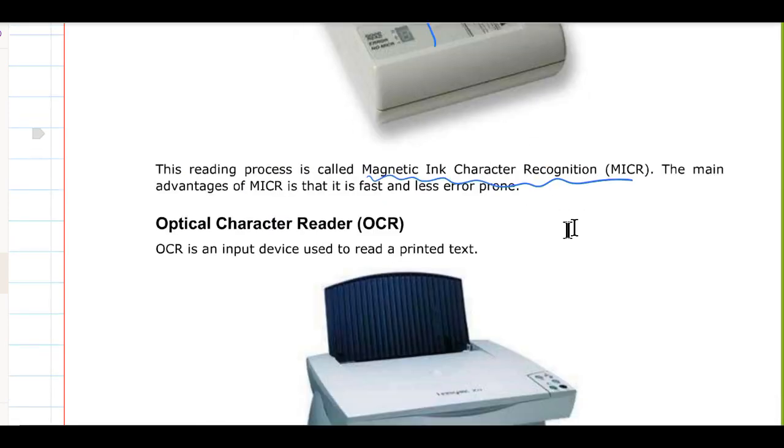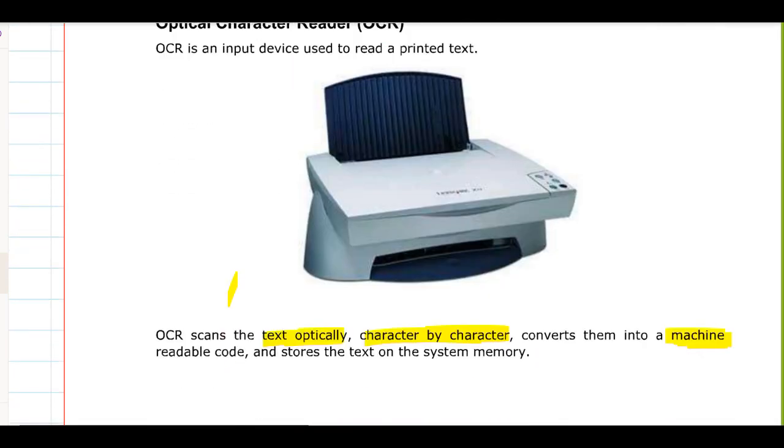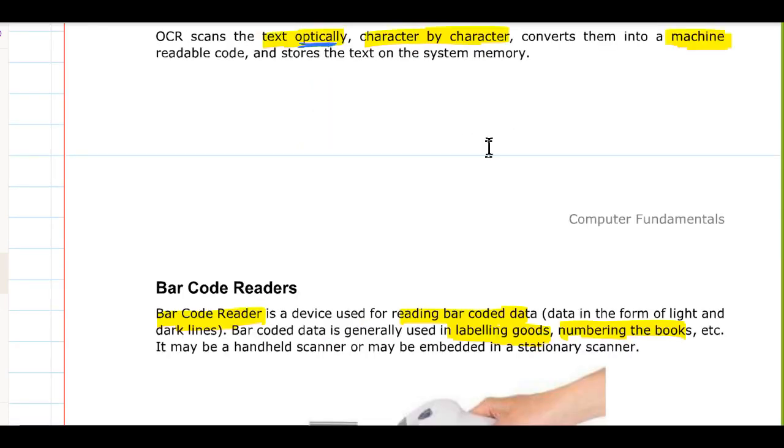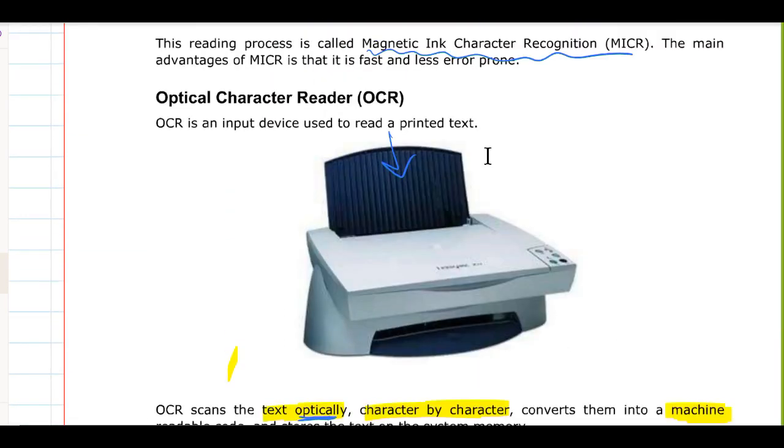There is another one that is called the optical character reader, and this one is also an input device that reads printed text, such that I put my text here, and the computer is now able to recognize the text that is on my paper using optical means. It recognizes it character by character and converts them into a machine readable code that can be stored in memory. So that is about the optical character reader.